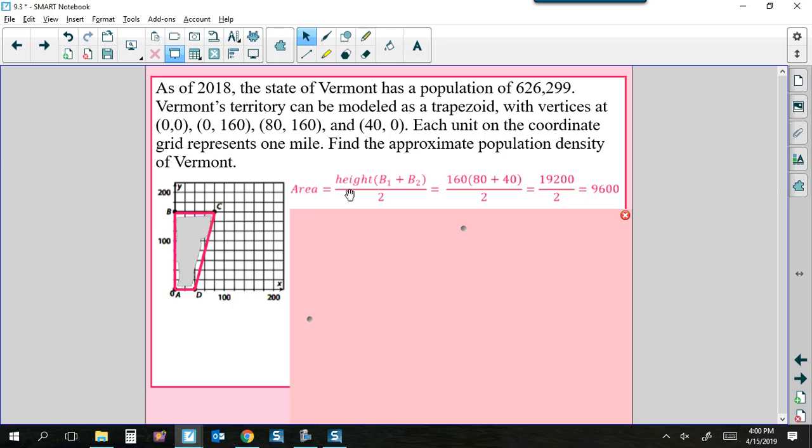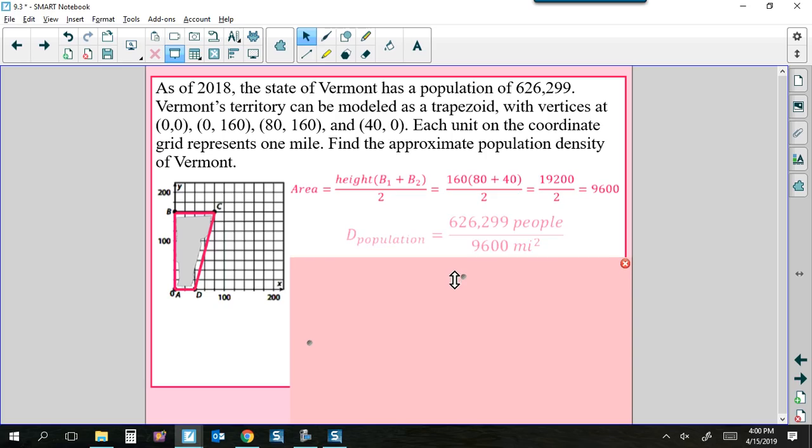This is yet another formula, and I know you've had a lot of formulas, so if it's too much, you can, from D, go straight up, and it forms a right triangle right here, and it leaves you with a rectangle over here. You should still be able to get to the right answer. The height is going to be the perpendicular distance between your bases, and your bases are your parallel sides. So the top and bottom are the parallel sides. That's your B sub 1 and B sub 2. Your height is going to be the distance between them. So we have 160 for our height, if you count, and 80 and 40 for our bases. From here, you just simplify and you end up getting 9,600. So our area is about 9,600 square miles.